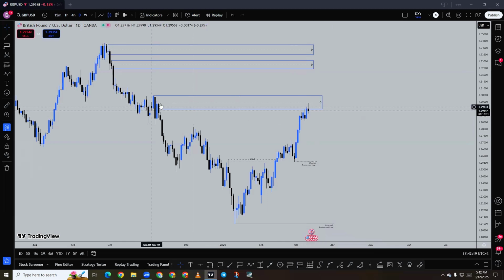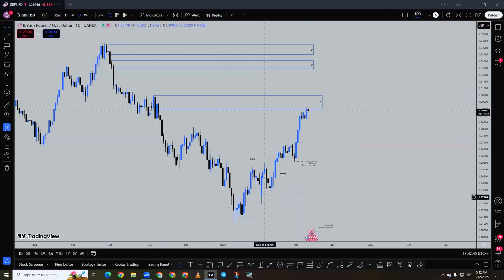Of course, I was also expecting to see a reaction from some of these supply zones because this would be the unmitigated supply zone. But as you can see, price came and blasted above it. So right now we do have these extremes. Also, you're just waiting to see the reaction that we get from these supply zones.